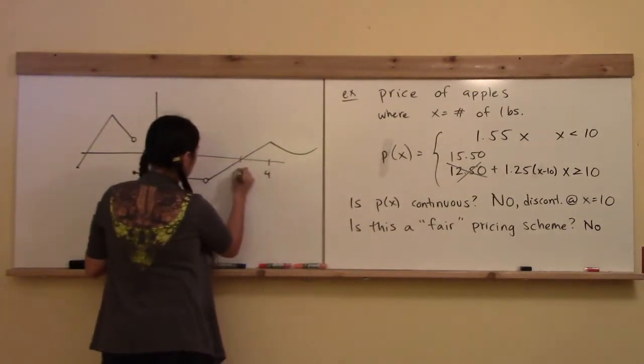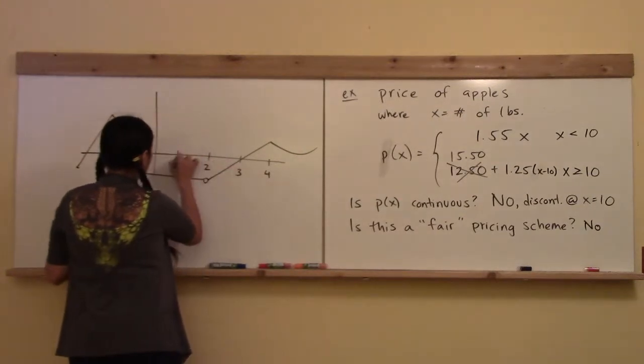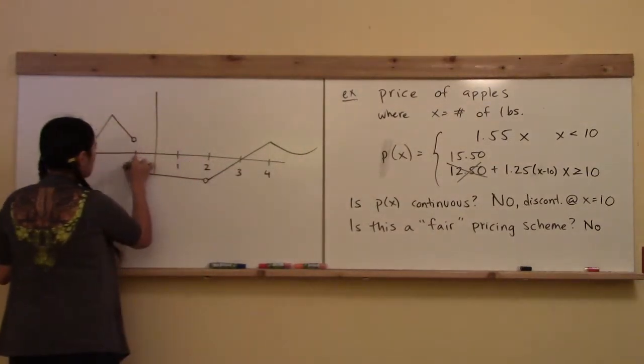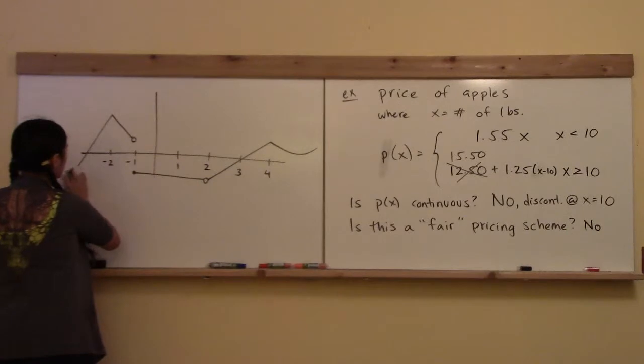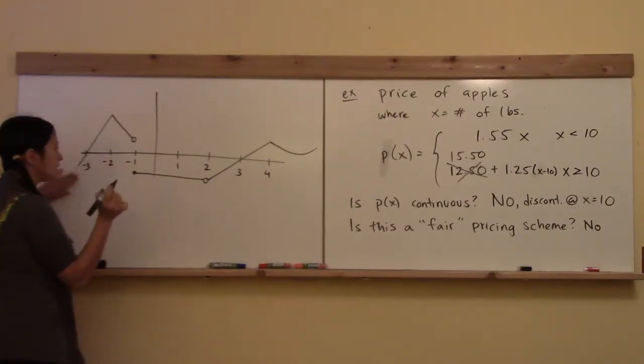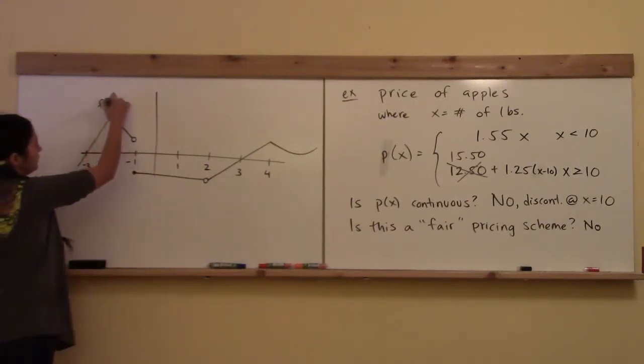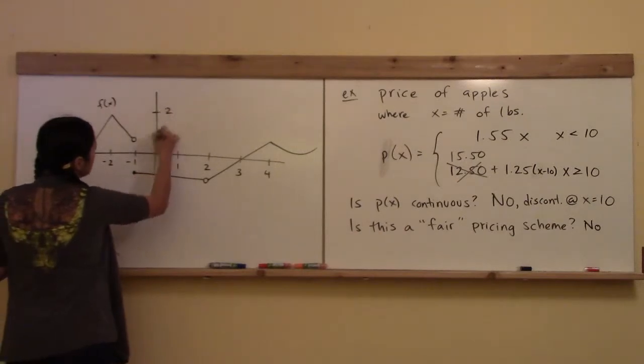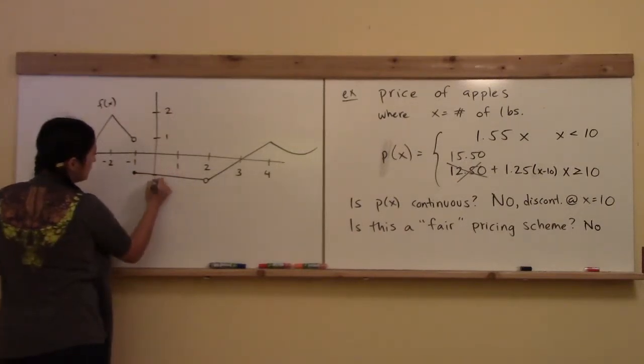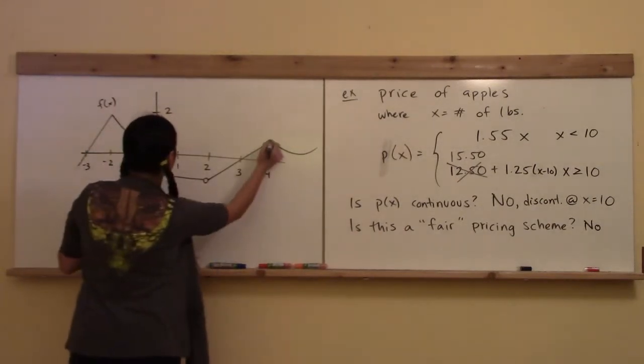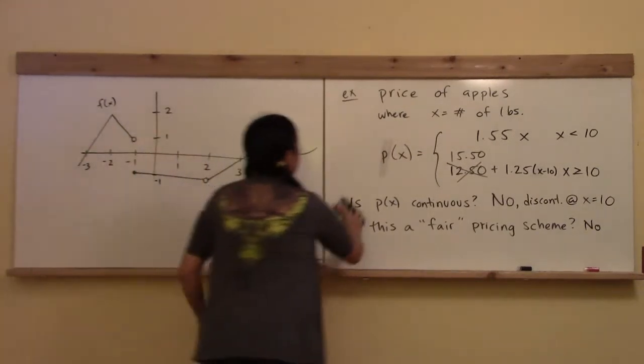Okay, let's see. 3, 2, 1, minus 1, minus 2, minus 3. Okay, so here's a function. I'll call this function f of x, and let's say it's got some height values like this, and this could be -1 there, and that could be 1 right there.